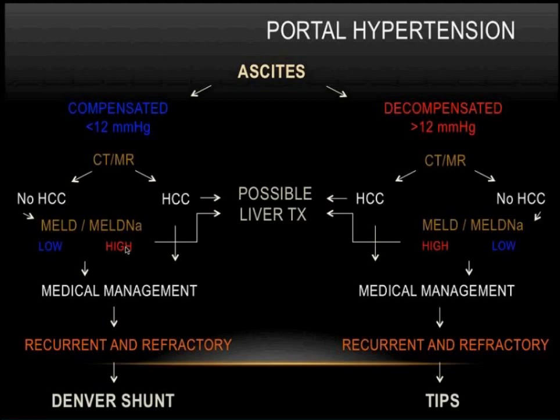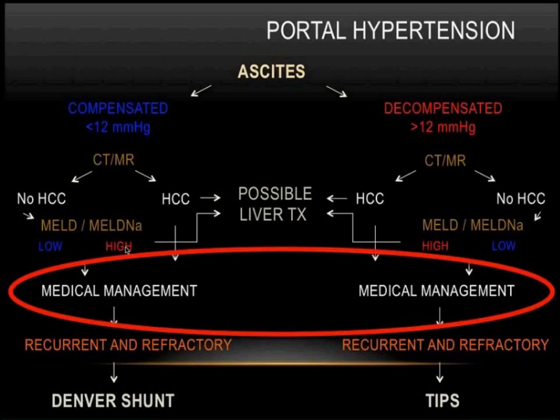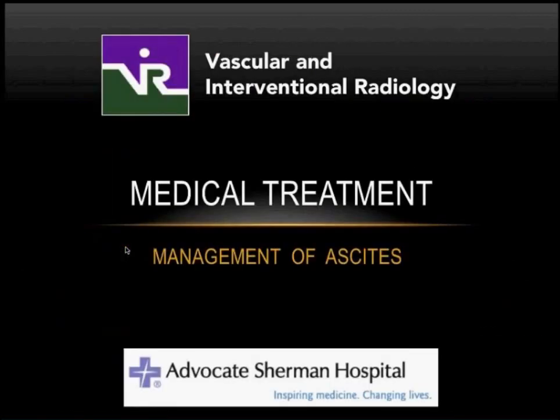So if the patient has a low MELD score, you know for a fact that the chance that this patient is going to get a liver is going to take a year. So then you're going to need to manage the patient, either with medical management, with diuretics and propranolol, or you're going to do some other maneuver. If the patient fails medical treatment, which is about 30 to 50% of patients, then you're going to consider either a Denver shunt or a TIPS, depending on the situation again.